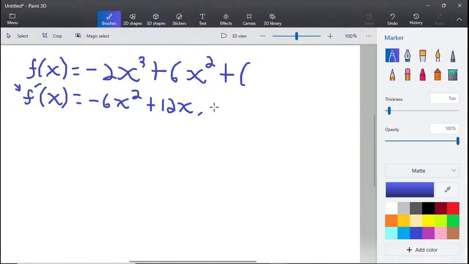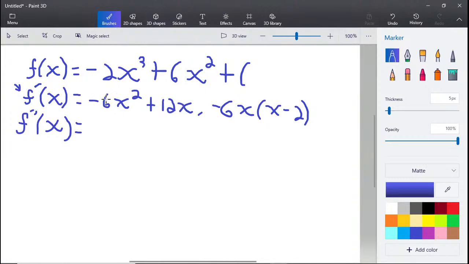So we can factor out negative 6x and then factor in x minus 2, and this will give us our two zeros, one of them being 0 and one of them being 2. And then we can get f double prime, and this will tell us whether or not the function is concave down or concave up at any given point. So f double prime is just the derivative of this equation.